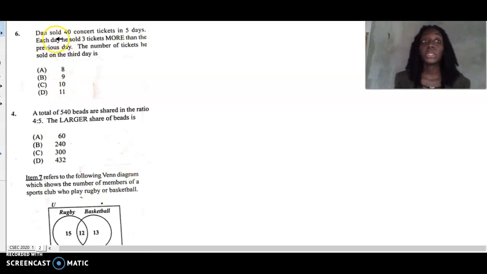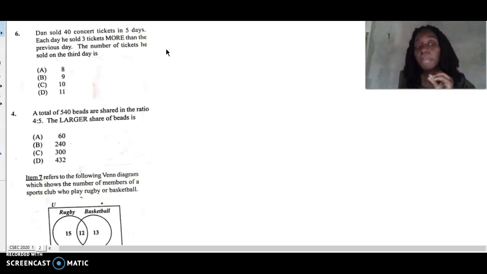All right, so Dan sold 40 concert tickets in 5 days. But each day he sold 3 more than the previous day. The number of tickets he sold on the third day is.